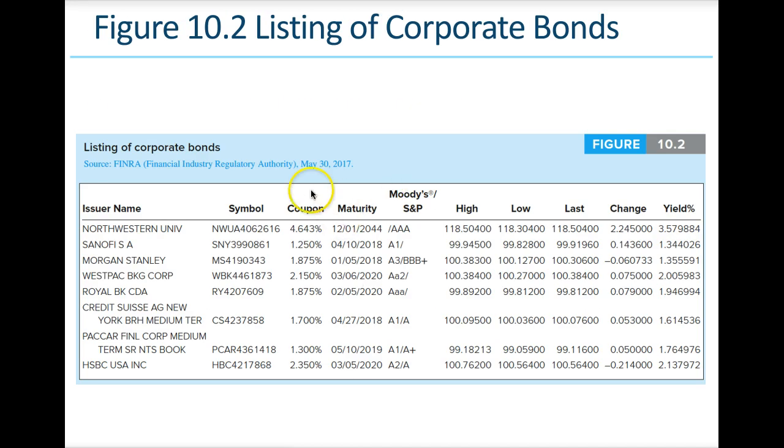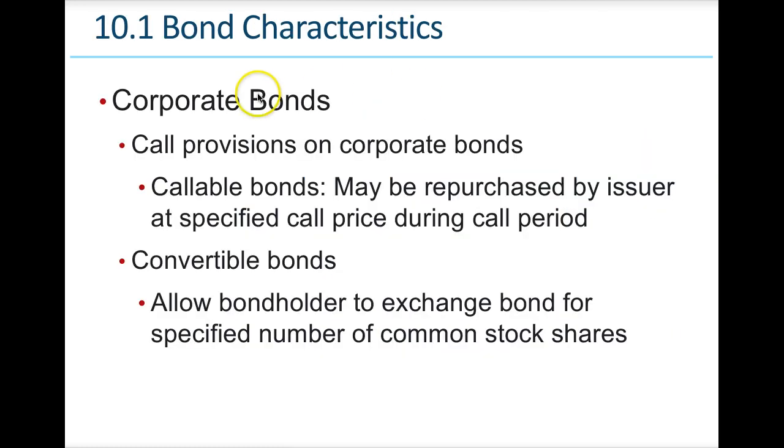Here's another listing of corporate bonds. So these are different companies. There's the symbol of the bond, and the bond symbol is a lot more complex than stock symbols. The coupons, the date of maturity, the rating agency's rating of the bond, and it sort of works like letter grades A through F, but they can have different symbols here. And then it shows the high, the low, the last, the change in the yield on the bonds. So it's just an example of a bond quotation if you were to look it up in the paper.